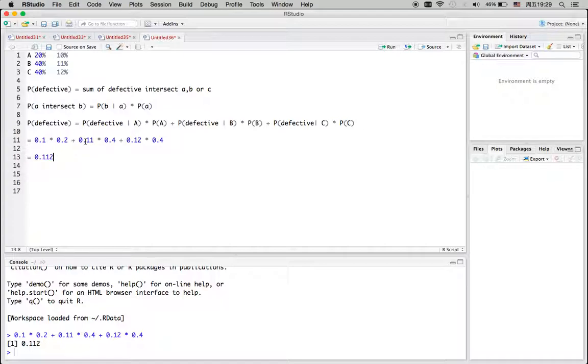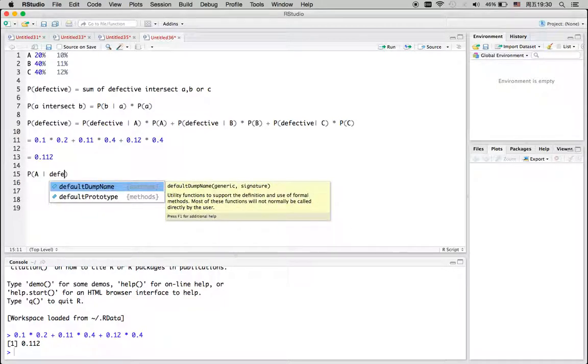Now let's say we want to find, if there's a defective product, what is the probability that this defective product is product A? Writing this sentence as a formula, we'll write something like this: the probability of product A given that the product is defective.